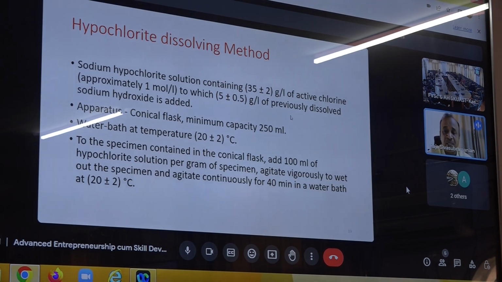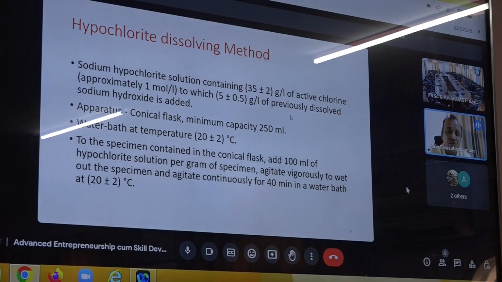Sodium hypochlorite solution containing 35 plus or minus 2 grams per liter active chlorine. To that solution we have to add 5 grams per liter of previously dissolved sodium hydroxide. This is the solvent for the Pashmina. The apparatus is nothing but a conical flask with a minimum capacity of 250 ml. You take the fabric or fiber in it, and for 1 gram, add 100 ml of that sodium hypochlorite and sodium hydroxide mixed solution. Agitate vigorously for 40 minutes in a water bath at 20 degrees Celsius or any ambient condition. This is the method.